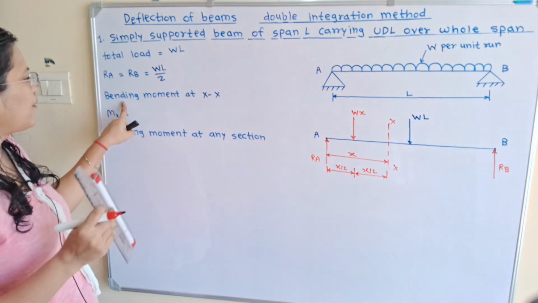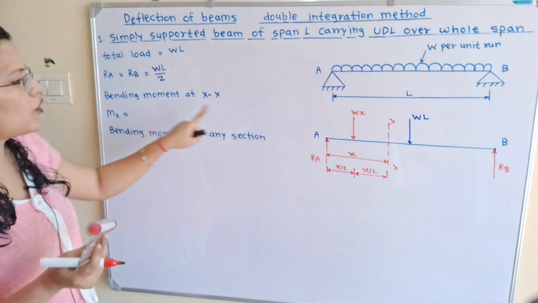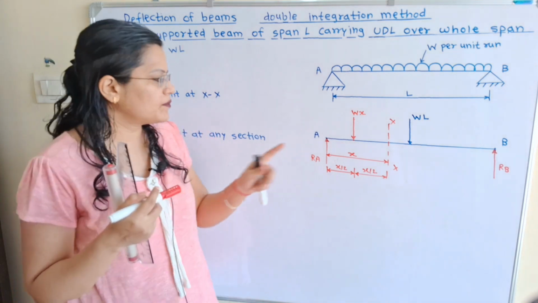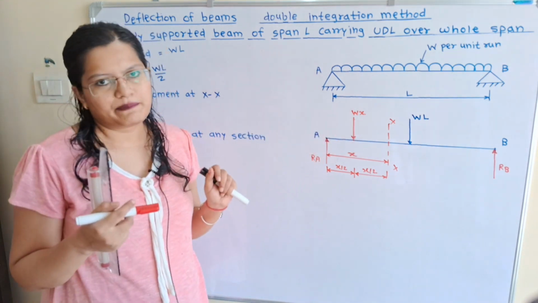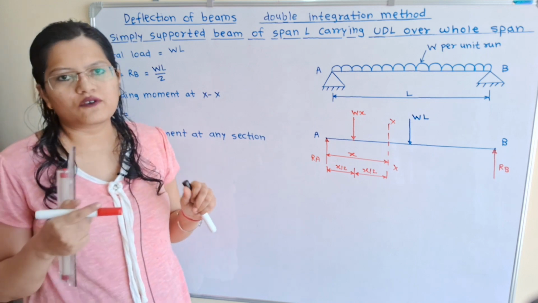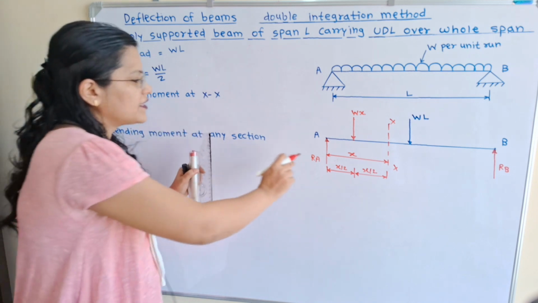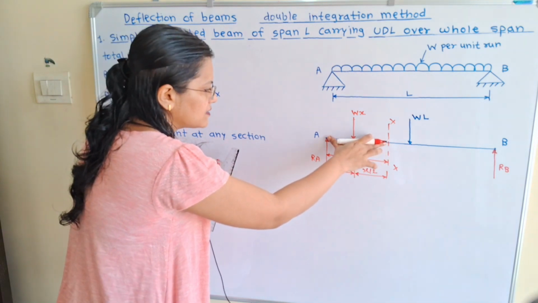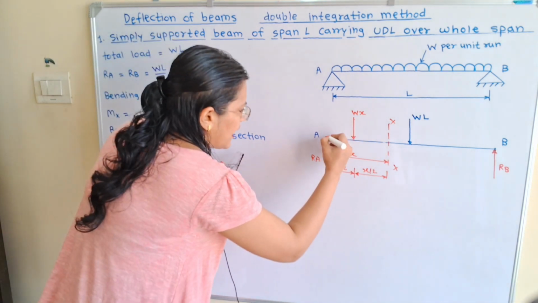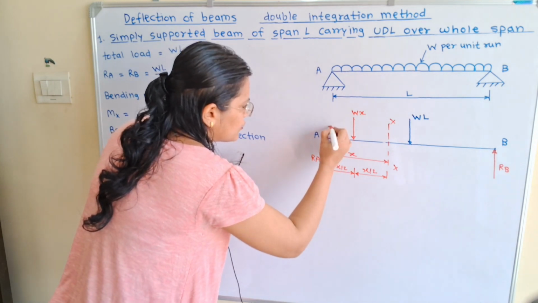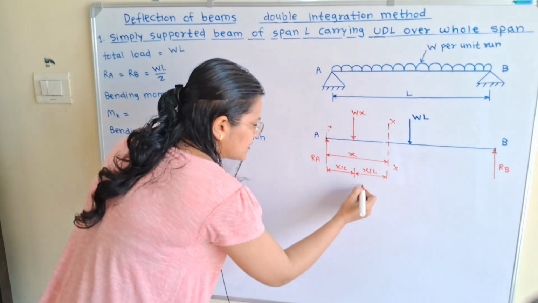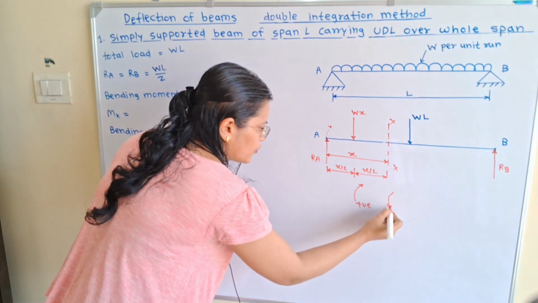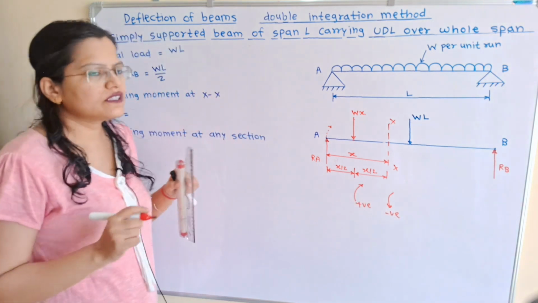Now the next step is to find the bending moment at section XX. We will take the summation of the moments from the left hand side. Here is the reaction RA. If I move the compass about section XX in the direction of RA, it is the clockwise direction. Now we will consider the sign convention: for the clockwise direction we use positive sign and for the anti-clockwise direction we use negative sign.